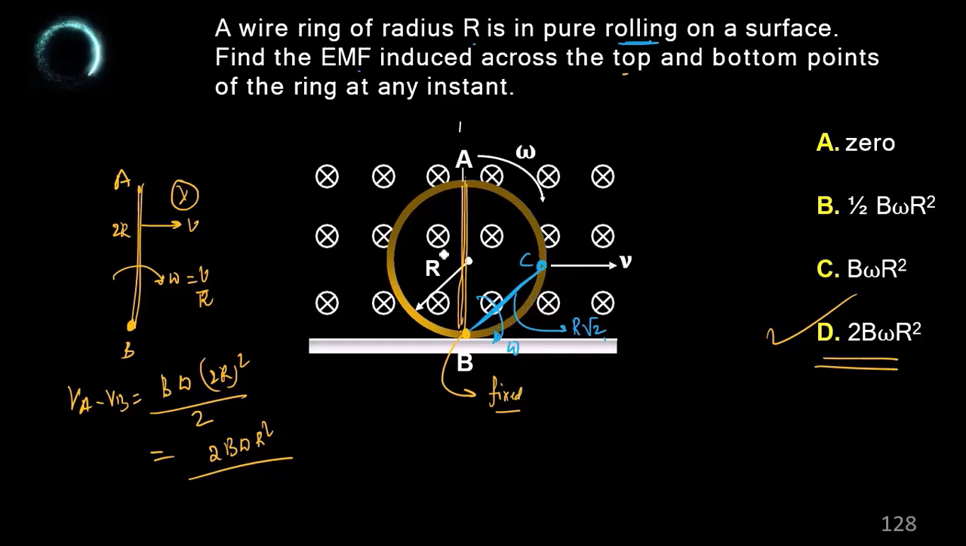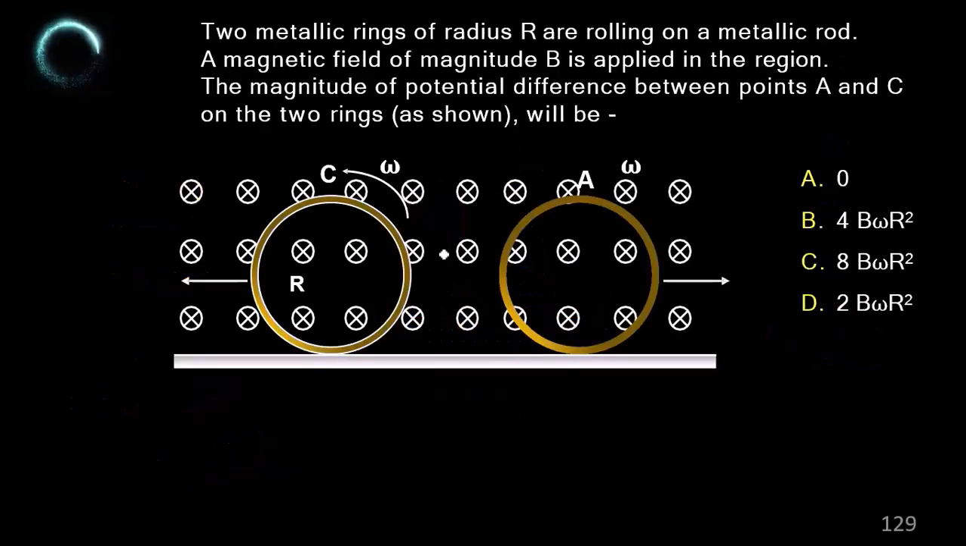For pure rolling condition, we will say that B is the fixed point and above that fixed point all the points are moving. Now there are two metallic rings of radius R rolling on a metallic rod. Magnetic field B is being applied in the region. Find the magnitude of potential difference between point A and C on the two rings. One point is C over here, another point is A over here for the two different rings.